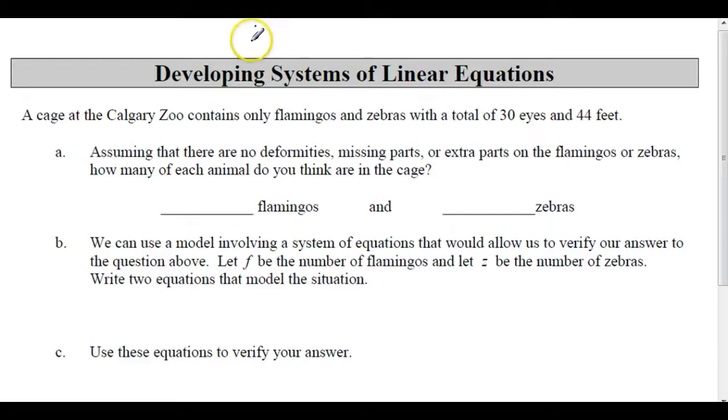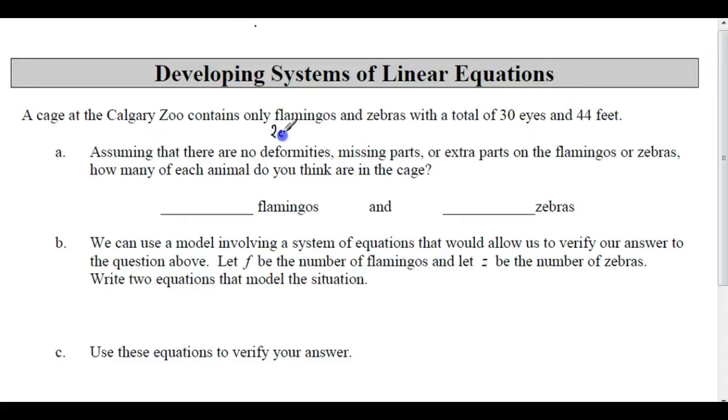Systems of equations, the first lesson: developing systems of linear equations. Now we know what a linear equation is. It's a straight line. A cage at the Calgary Zoo contains only flamingos and zebras, with a total of 30 eyes and 44 feet. Okay, so what do we know?